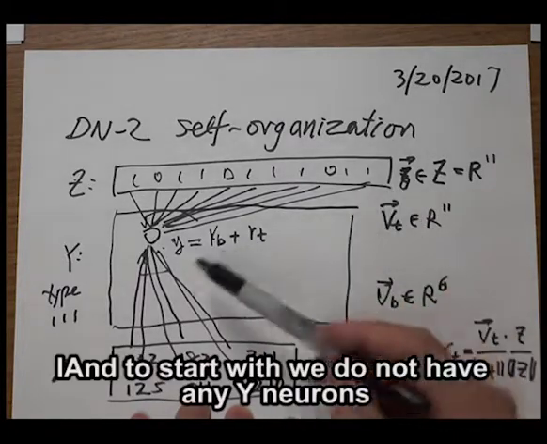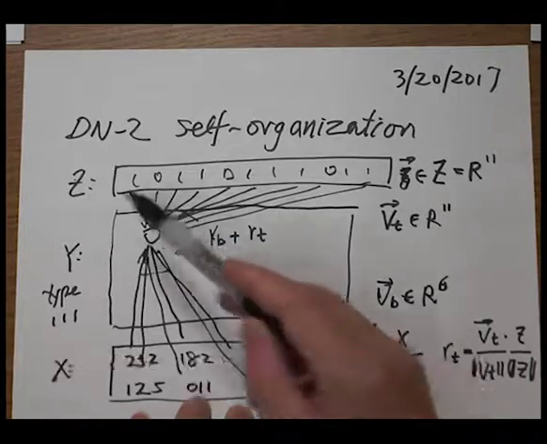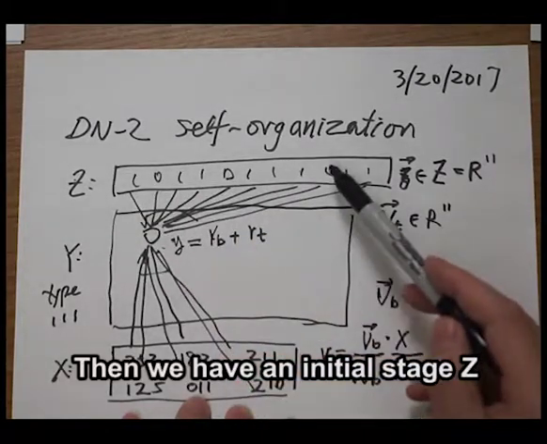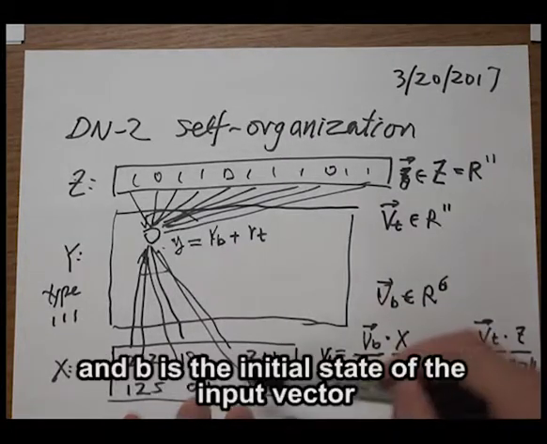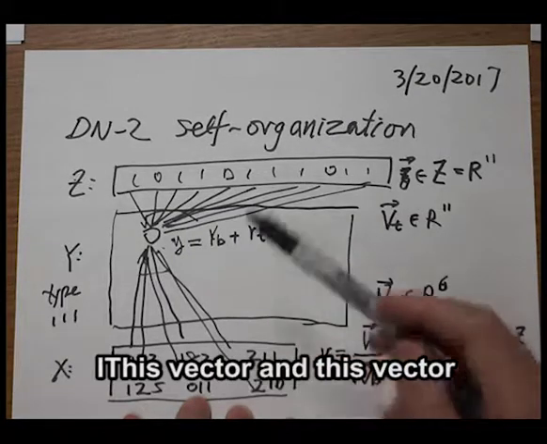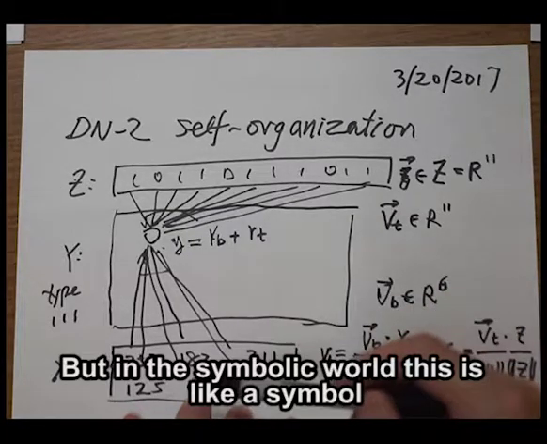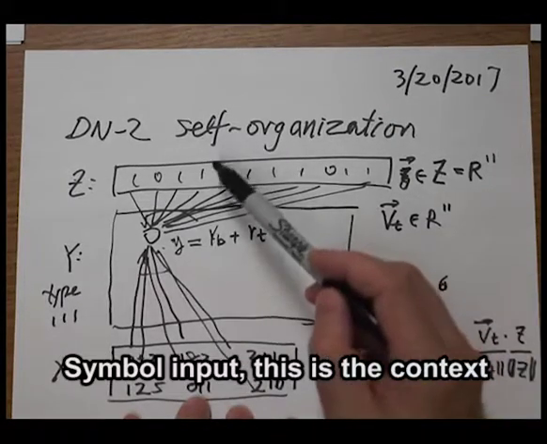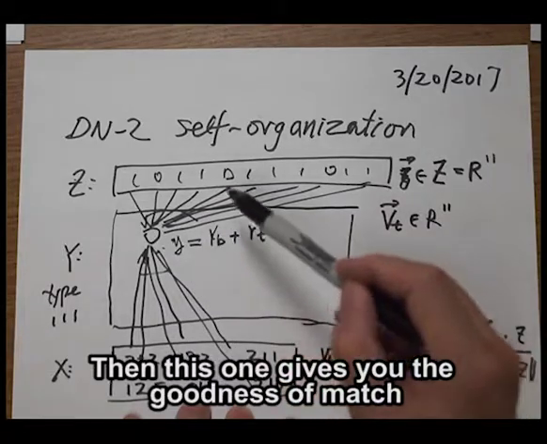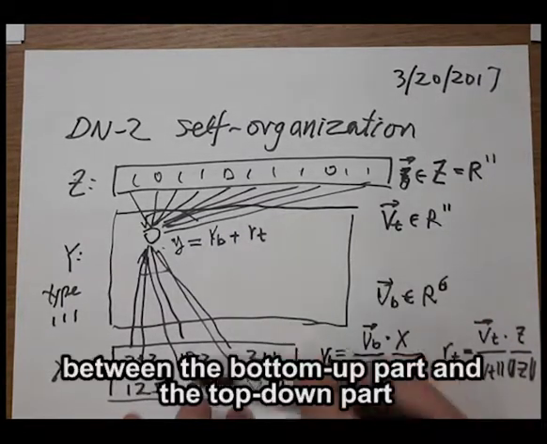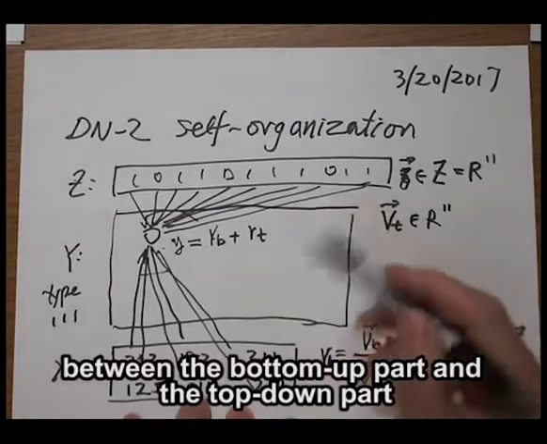And to start with, we do not have any neuron. Then we have the initial state, Z. It's like the initial state of the finite state machine. And B is the initial state of the input vector. This is a vector, but in the symbolic world, this is like a symbol input, this is the context. Then this one gives you the goodness of match between the bottom-up part and the top-down part, all right?